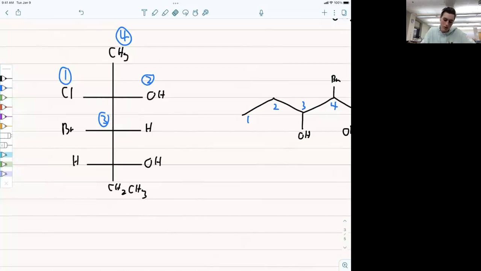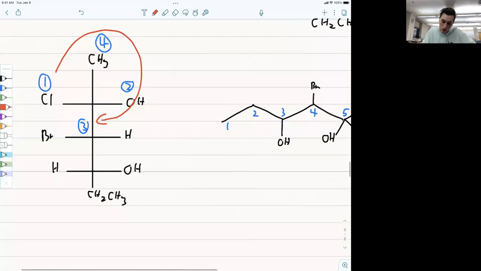And now let's do R and S. So 1 to 2 to 3, so it's going to go like this. And we said earlier, this is R then, and our lowest priority again is in the back, so we don't have to flip as far as that goes.